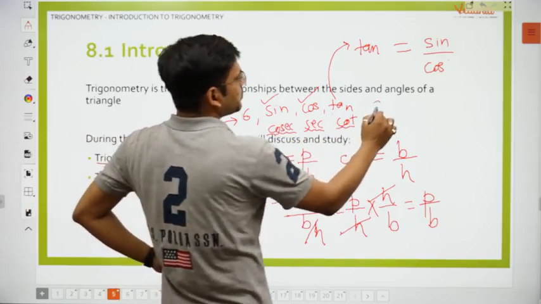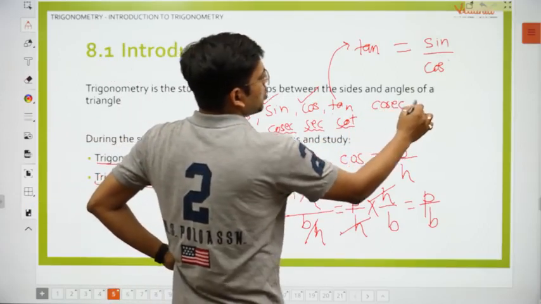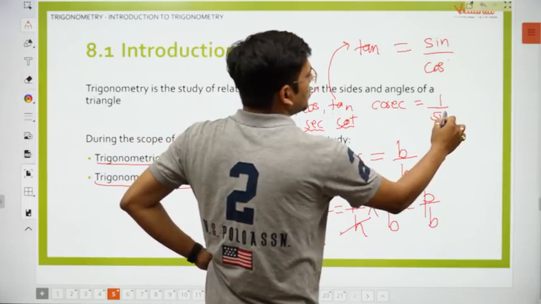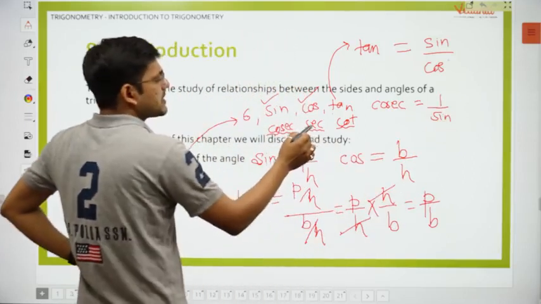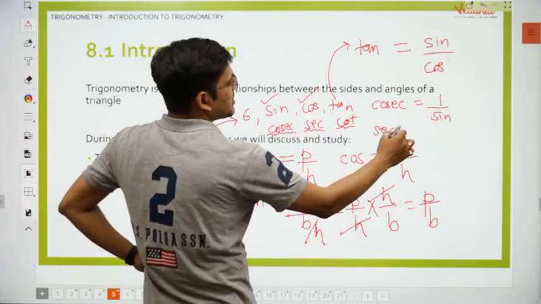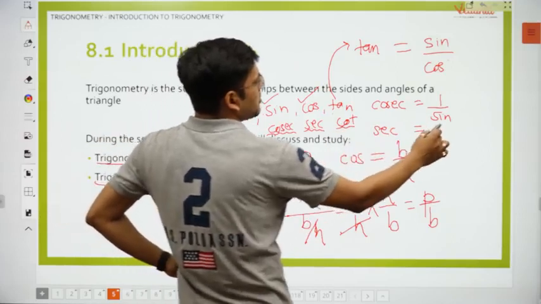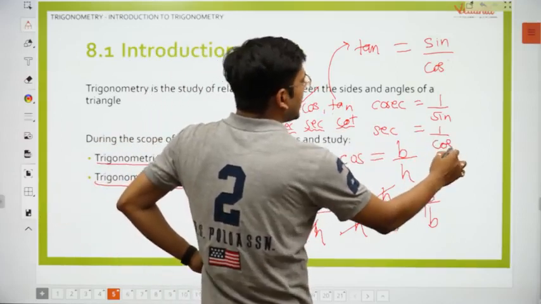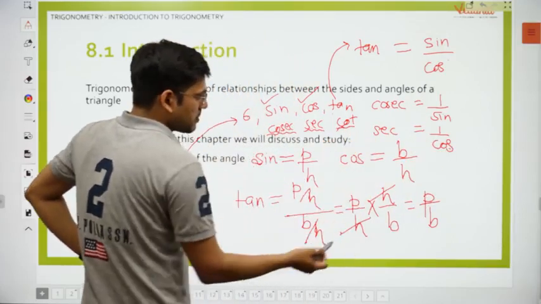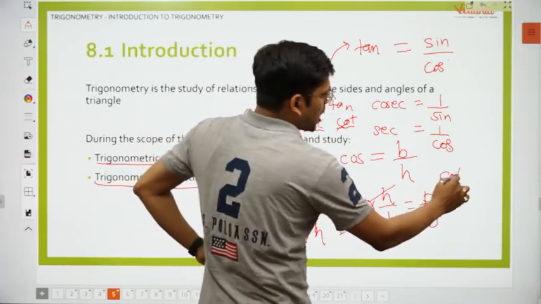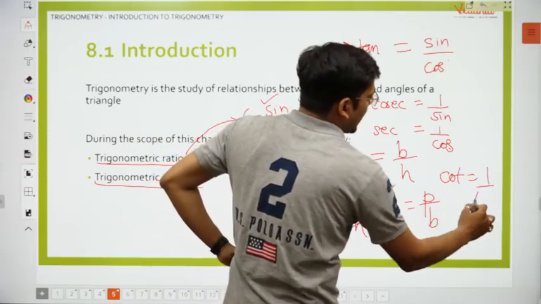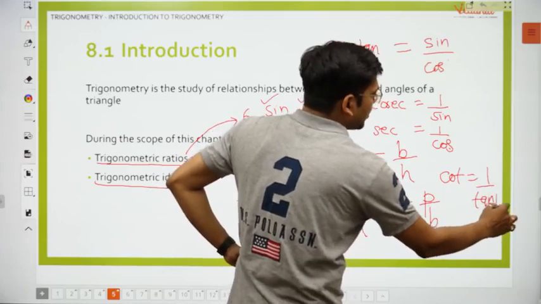Always remember, cosec is the inverse of sine. Easy. Sec is the inverse, meaning the reciprocal, of cos. And how about cot, which must be the reciprocal of tan? Cot is the reciprocal of tan. This is 1 by tan.